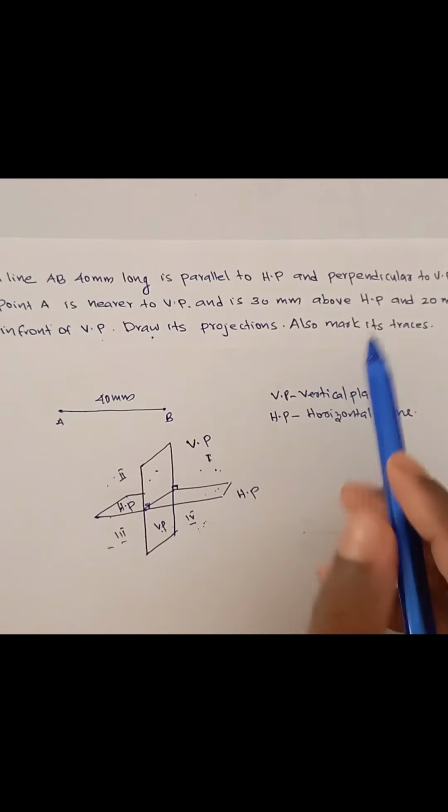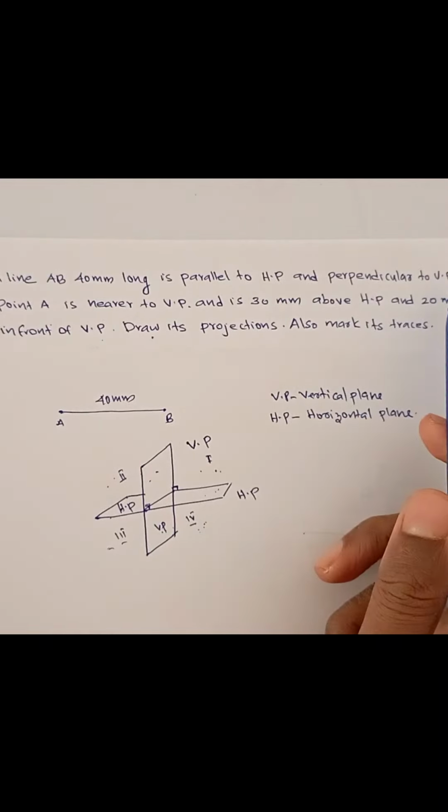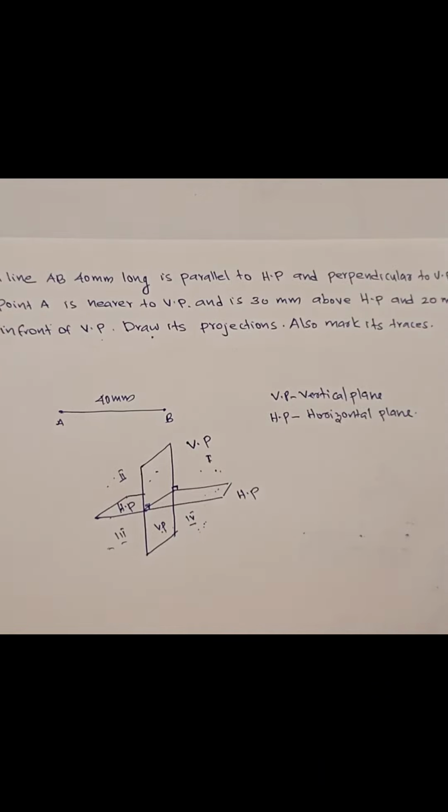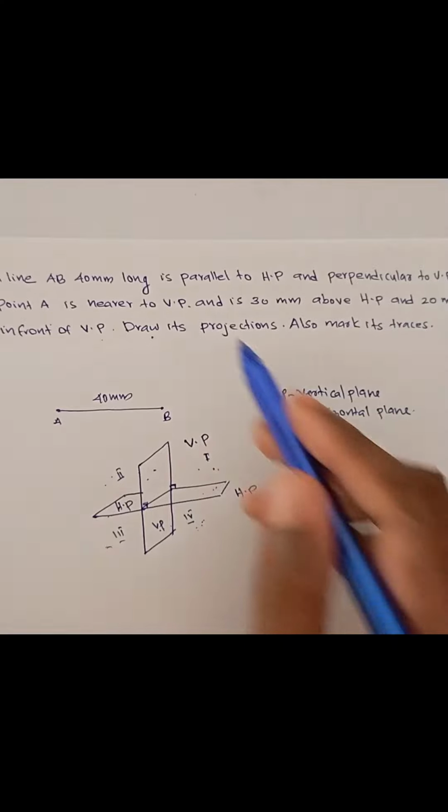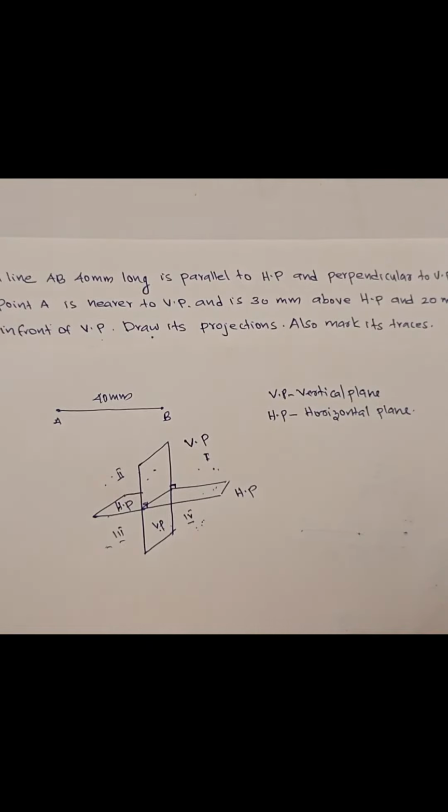So the line is parallel to HP and perpendicular to VP. In which quadrant is the line lying? We cannot say it's in the first, second or third quadrant, because the data is incomplete. It's simply saying it's parallel to HP and perpendicular to VP.